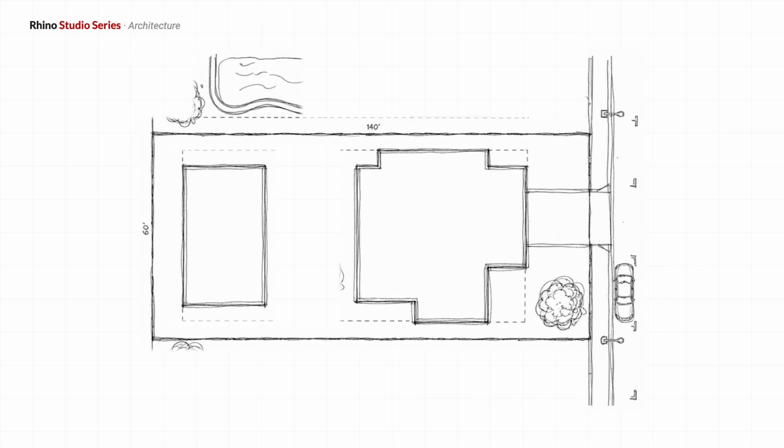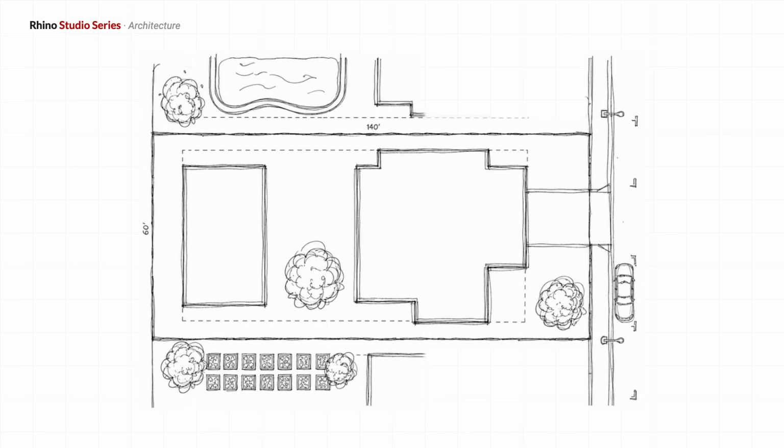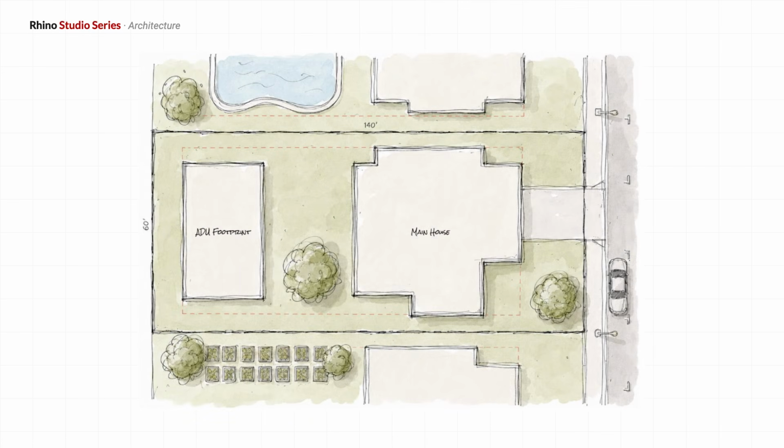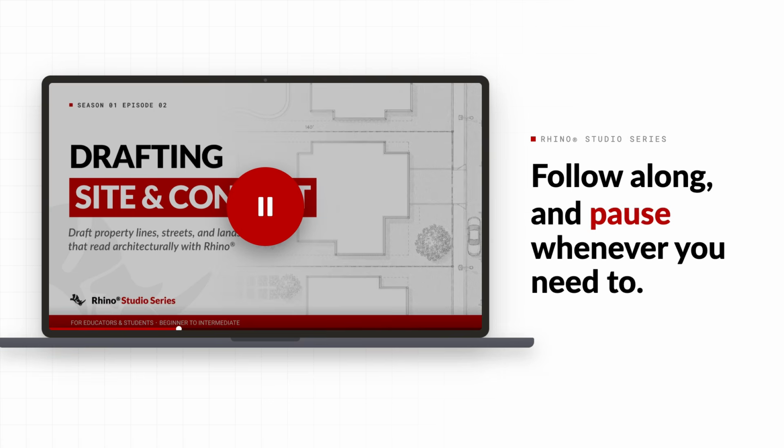Beyond the top edge is a neighbor's swimming pool, and along the bottom edge is another neighbor's run of raised garden beds. On our own lot, mature trees are scattered across the property with lawn tying it all together. Now, let's build our site plan together in Rhino. Follow along and pause whenever you need to.